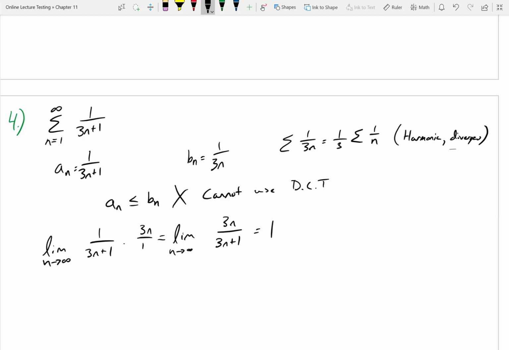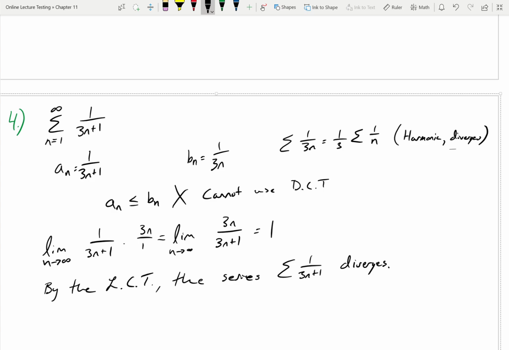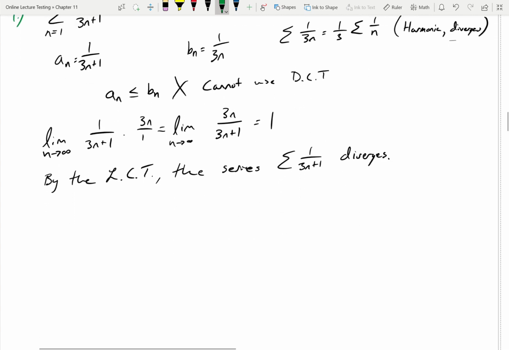Since this is a positive finite value, by the limit comparison test, the LCT, the series diverges. That's because when we get a positive finite value from the limit comparison test, either both converge or both diverge. And since we're comparing it to a divergent series, the other series has to diverge. Just a nice little simple logic piece there.